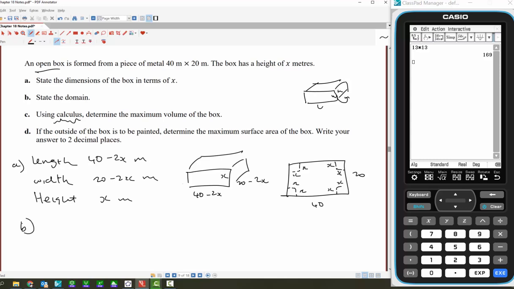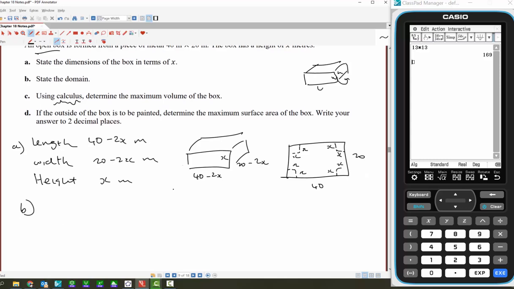Okay, state the domain. I don't know. What I want to do is get a function first, picture the volume function, okay, and then go from there to work out the maximum volume of the box. So this I would do before question B. So let's do C first. Using calculus, determine the maximum volume of the box. So volume is length times width times height. Volume, v of x, my volume function, is going to be these three multiplied together. So it's going to be x, 40 take 2x, and 20 take 2x.